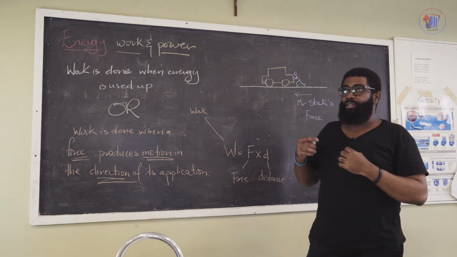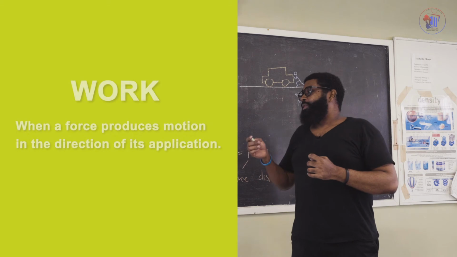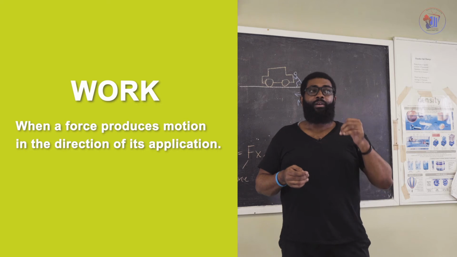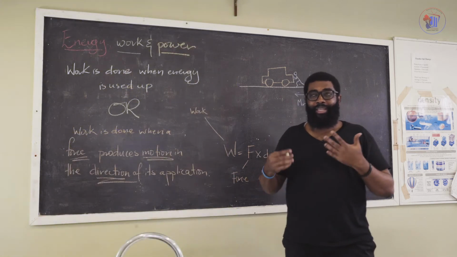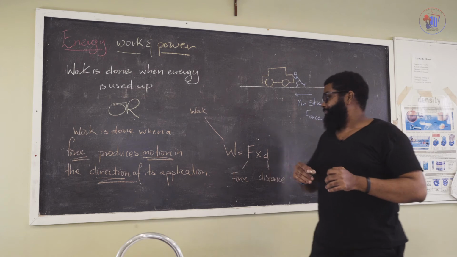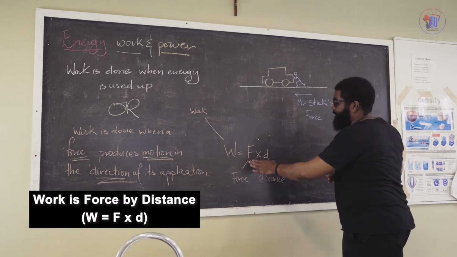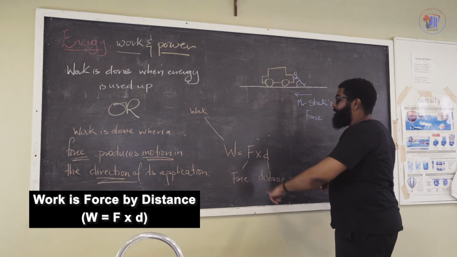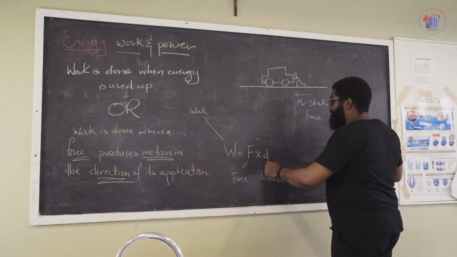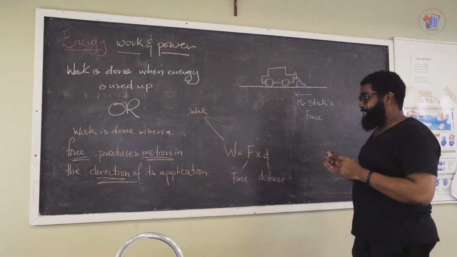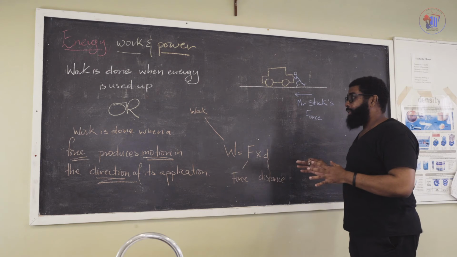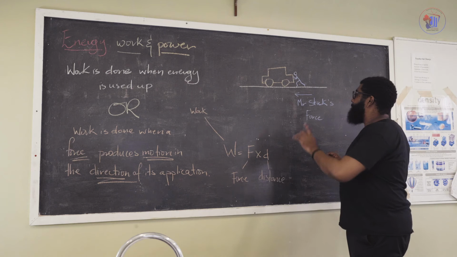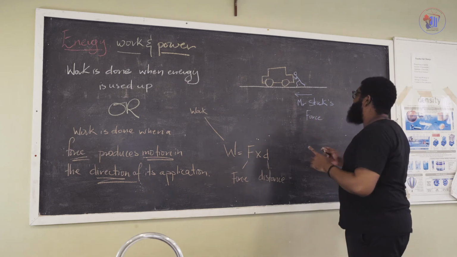That's the easy definition. The more technical definition is work is done when a force produces motion in the direction of its application. And that gives us this little formula. Work is force by distance. Work, which I must mention is measured in joules, is equal to force, which is measured in newtons, by distance, which is measured in meters. And that's essentially what work is. You use energy, you probably did work. That's how it works. Didn't mean to use work in that sense, but I did anyway.